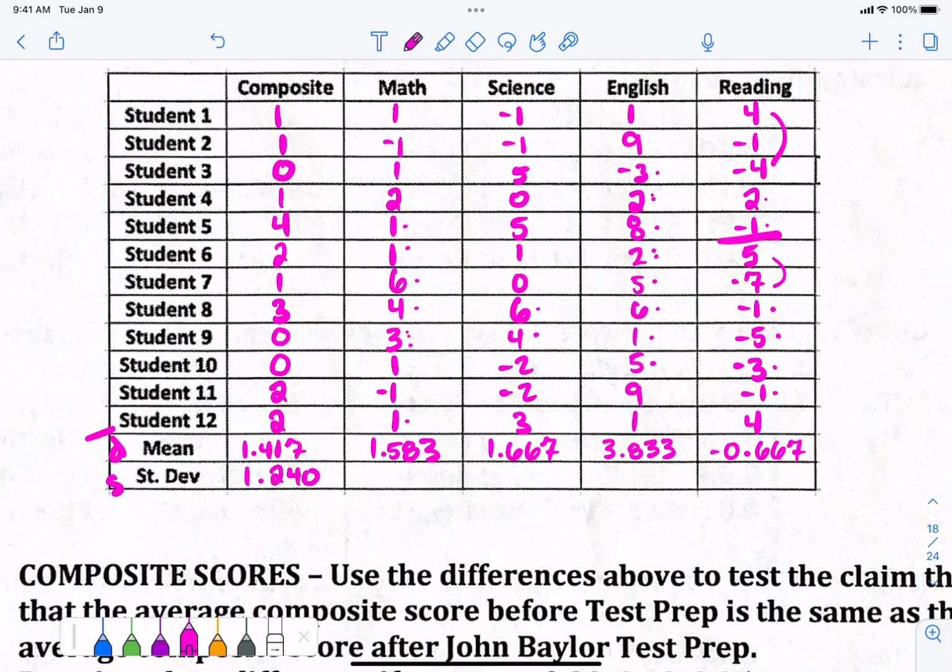Average is right. 1.975 is the standard deviation. Okay.